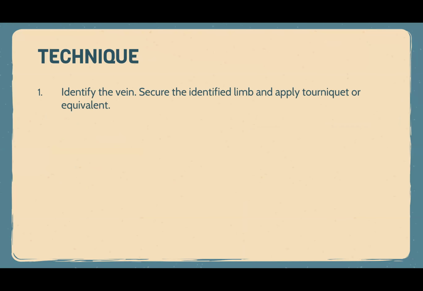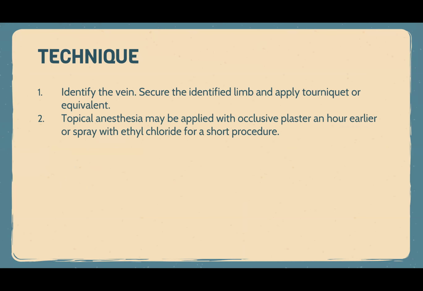Okay. Technique for peripheral intravenous cannulation. First, we need to identify the vein, and then we need to secure the identified limb and apply the tourniquet. And then we can apply a topical anesthesia with an occlusive plaster an hour before the cannulation, or we can spray with ethyl chloride for a short procedure. And then we need to clean the skin with an alcohol swab.